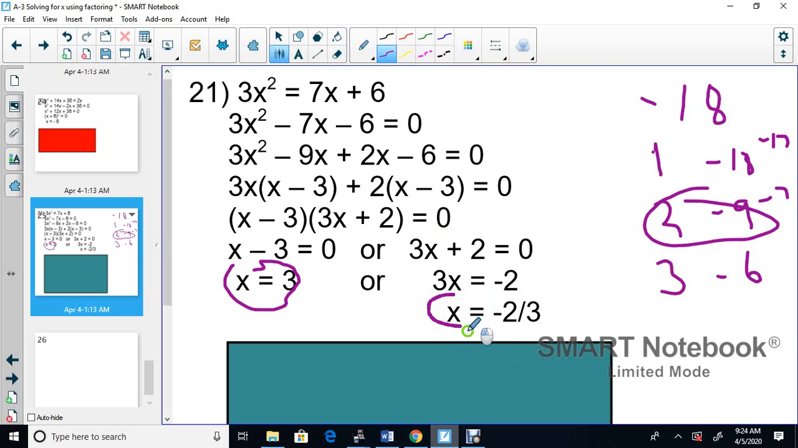Okay, that's it for me. I want you to complete the rest of the worksheet. Okay, and then obviously scan it in or take a picture of it and attach it so I know that you're completed.